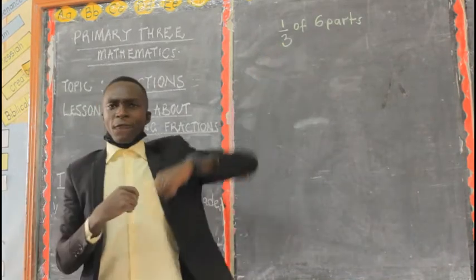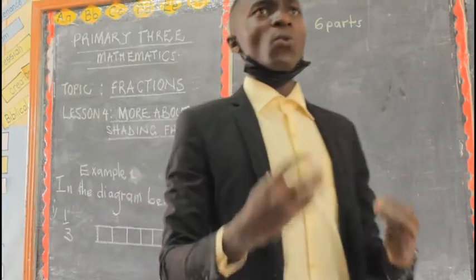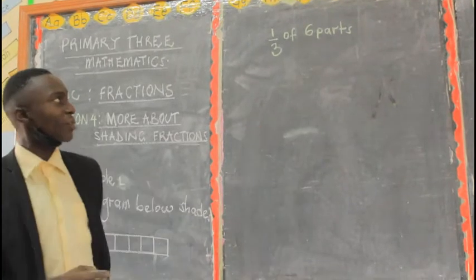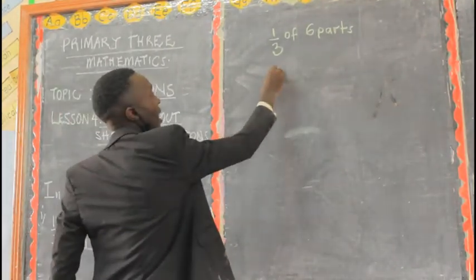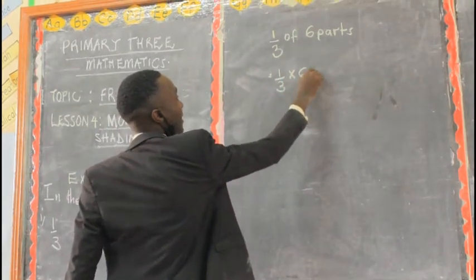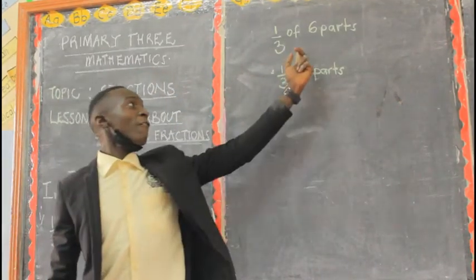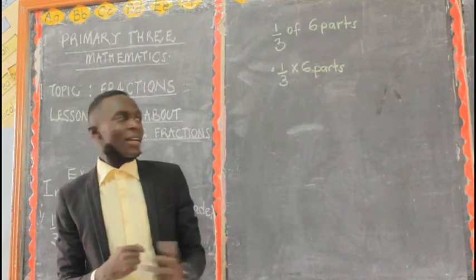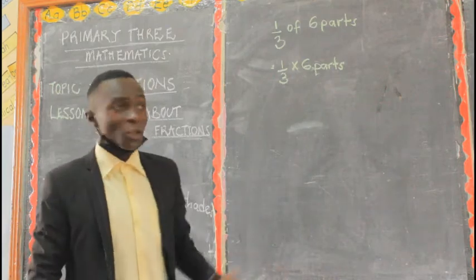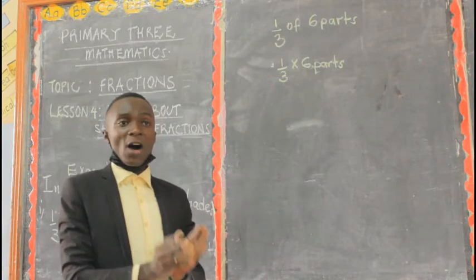In mathematics, when we say "of", this simply means that we are going to multiply. Of means multiplication in mathematics. So we simply say that our fraction will be 1 out of 3 times the 6 parts. What we do here is multiply the upper numbers only, and we leave the number which is down.